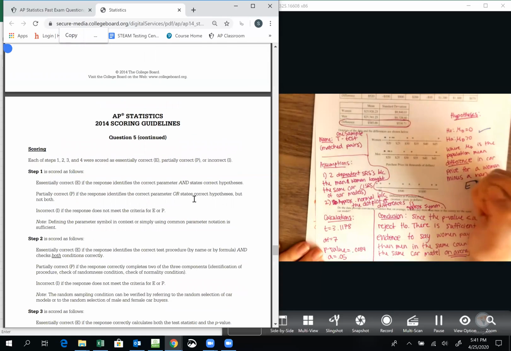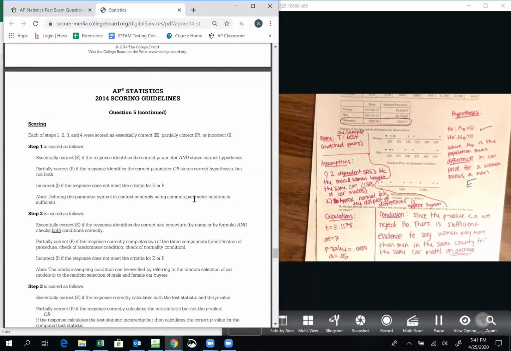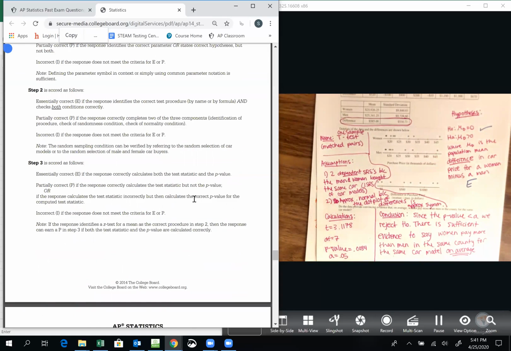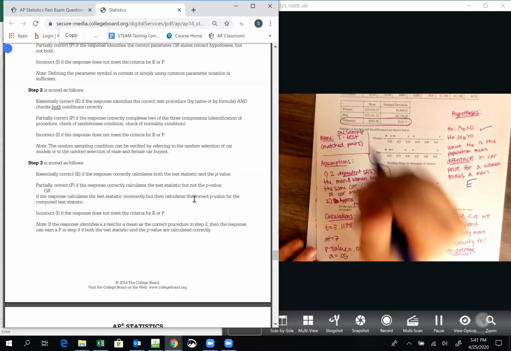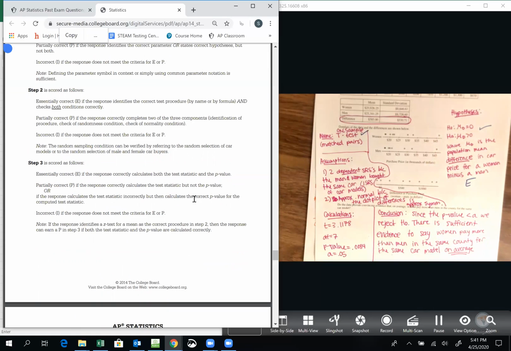So that's essentially correct. Step 2, essentially correct if the response identifies the correct test procedure by name. This is a one sample t-test. Just a t-test would have been sufficient, but really it's a one sample t-test specifically in matched pairs. And checks both conditions correctly.